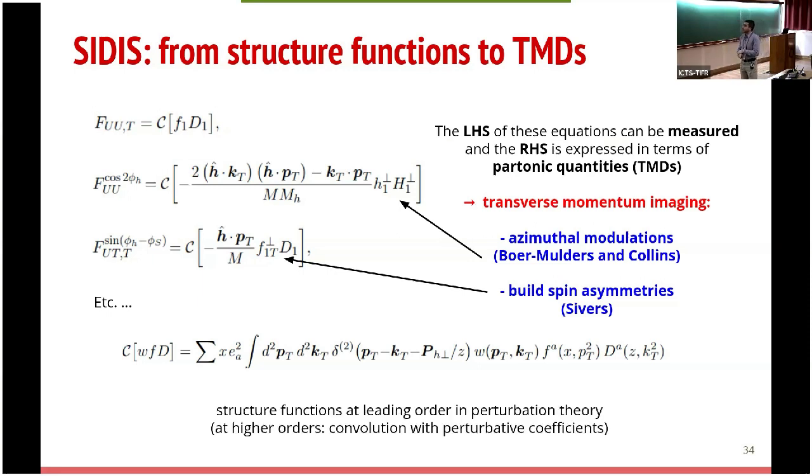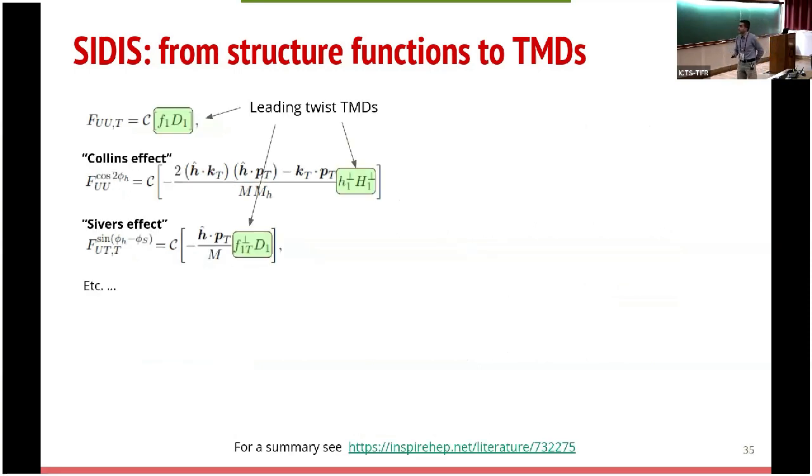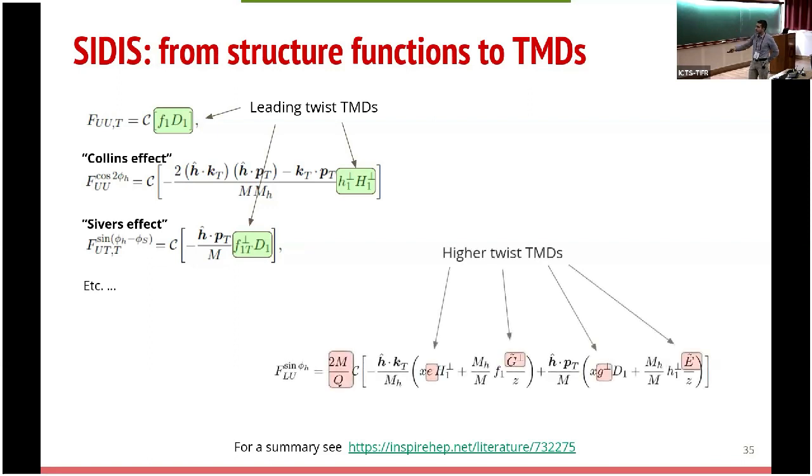Okay, so this is the picture at tree level, of course. I didn't mention it, but if you work out this kind of calculation in perturbative QCD, on top of these convolutions you have some hard coefficients here that give you the structure in perturbation theory as well. So as we said, these structure functions here are related to the Sivers effect, the Collins effect, and if you want to do more complicated stuff, you go to higher twist.